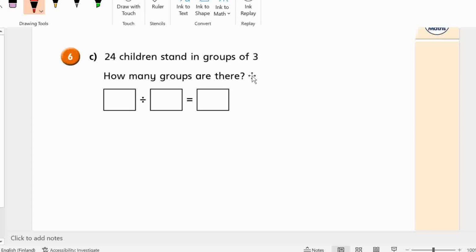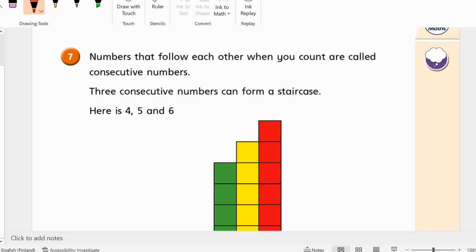24 children stand in groups of 3. How many groups are there? So again, you have to take the 24 and divide it by 3. Does anybody know this answer? So it's 8, because we've just been doing it, that 21 divided by 3 is 7. So, of course, 24 is just one more, so it must be 8. Right, on to the next one.